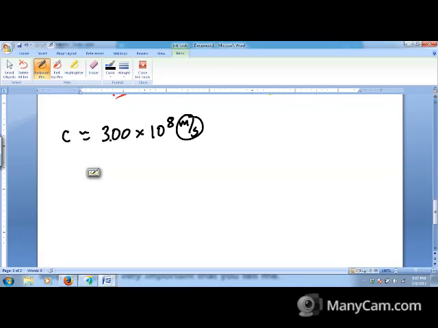Okay? Now, your actual velocity in whatever medium that you're traveling in is probably going to be less than that. Unless you're traveling in a vacuum, it's going to be less than 3.00 times 10 to the 8 meters per second. So whatever that is going to be your actual speed of light in a medium.